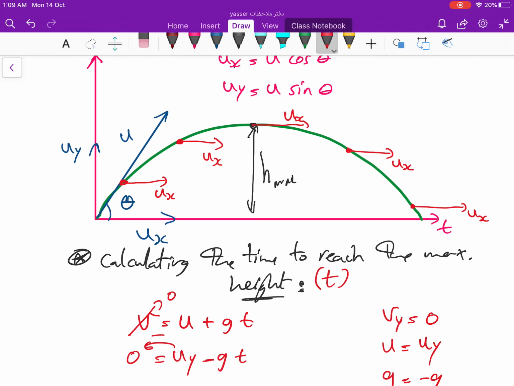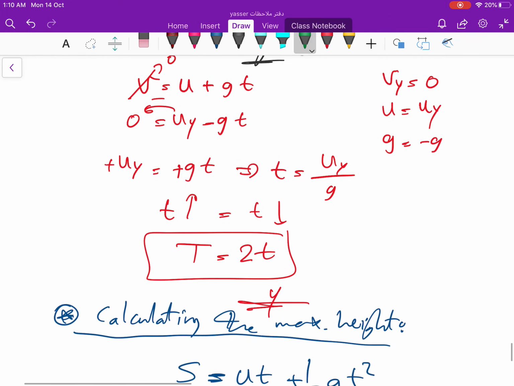But what about the vertical velocity? The velocity will be very high in the beginning, and then it will decrease a little bit until it will be 0, and then it will increase again to be the maximum at the moment before it touches the ground. But the horizontal velocity stayed the same.